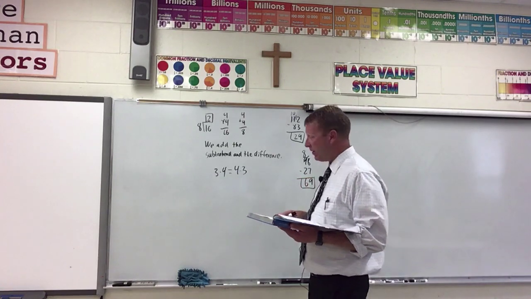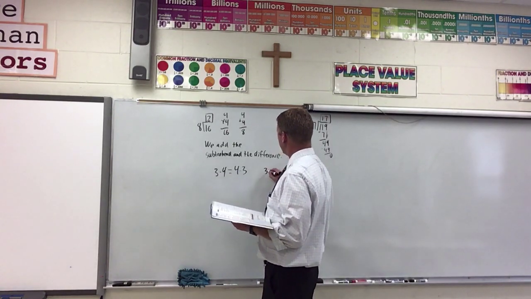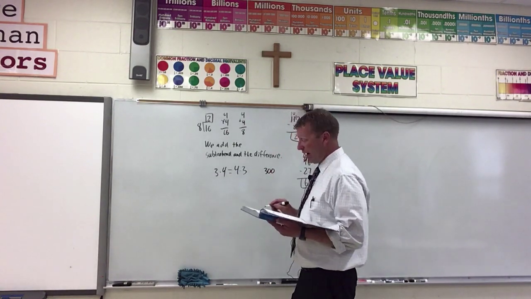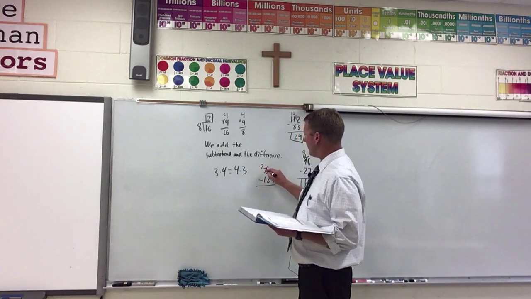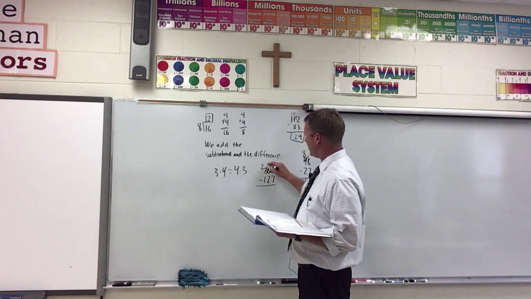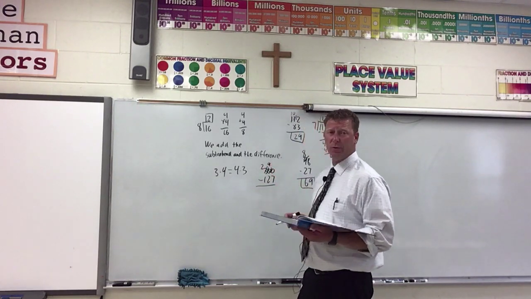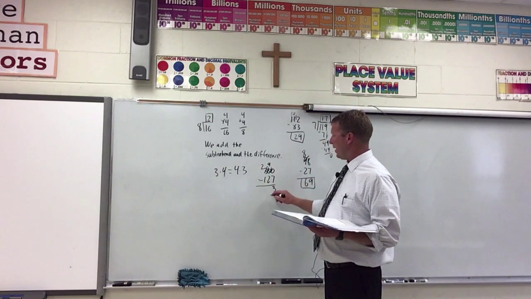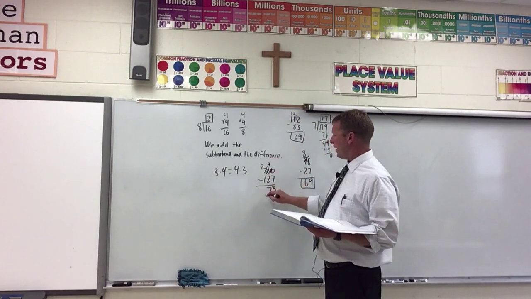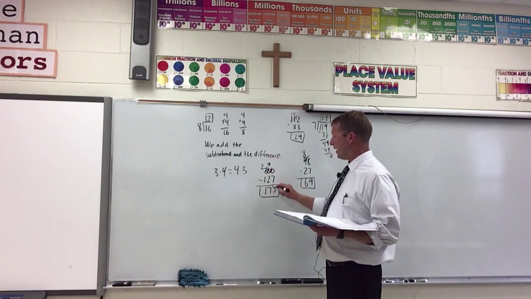Number 10, missing something in addition. Anytime I'm missing something in addition, I subtract. So I have 300 minus 127. Cross out the 3, make it a 2, make it a 10, cross it out, make it a 9, make the last number a 10. 10 minus 7 is 3, 9 minus 2 is 7, 2 minus 1 is 1, and I have an answer of 173.